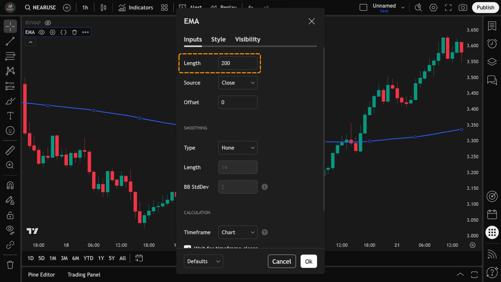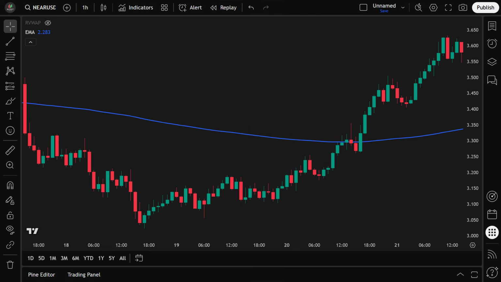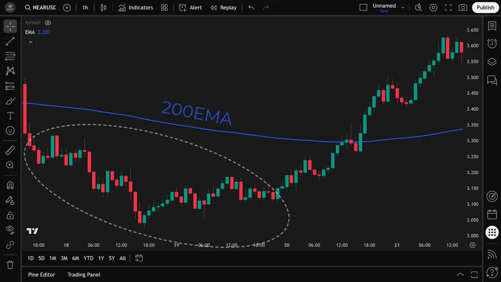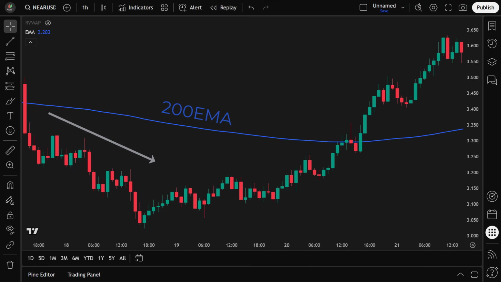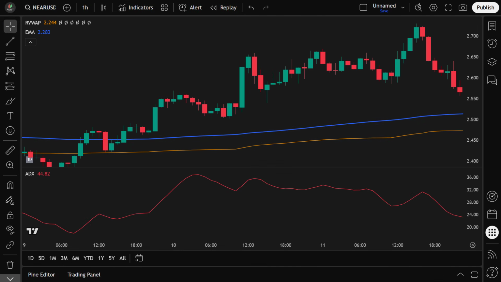We'll also use the EMA to confirm whether the market is trending up or down. We'll only take long positions when the price is above the 200 EMA, indicating a bullish trend. And we'll only take short positions when the price is below the 200 EMA, signaling a bearish trend. Now that we understand how each indicator works, let's walk through how we combine them to identify trade setups and generate entry and exit signals.